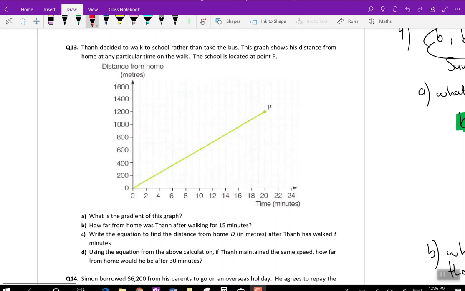So this question is asking what's the gradient. We did a lot of this. You know the gradient. Your gradient m is change in y over change in x, or y2 minus y1 over x2 minus x1. Now you won't be given this in the exam, so you need to know it's change in y over change in x. Okay?